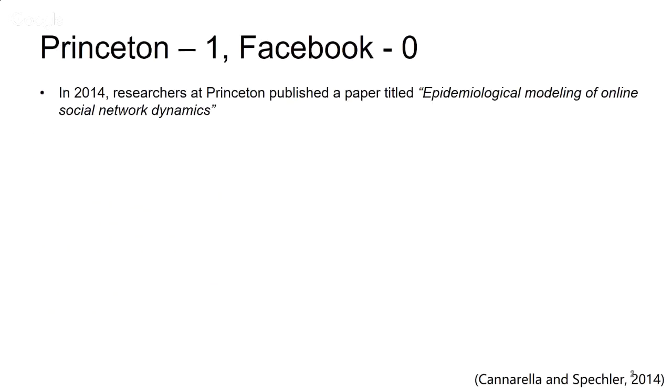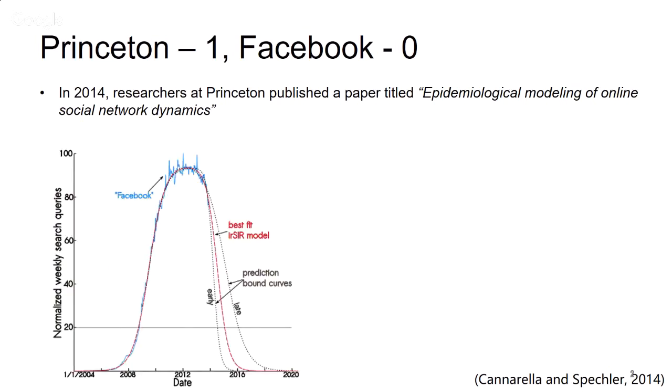All right, so I'm going to start this presentation by just bringing up a very interesting incident that happened right in the middle of my graduate program, where a couple of researchers at Princeton actually published a paper on arXiv titled, very harmless title, Epidemiological Modeling of Online Social Network Dynamics. And now, generally, most people who don't read papers and just read the abstract and the conclusion would have missed the fun part. But then someone shared this on Reddit and it went viral.